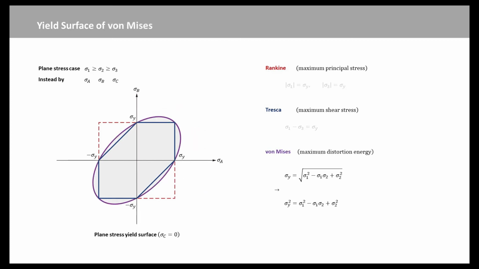Von Mises yield theory for plane stress conditions is defined using this equation when expressed in terms of the principal stresses. We can square both sides of the equation and see that it is of the same form as an ellipse, which gives us the von Mises yield surface.